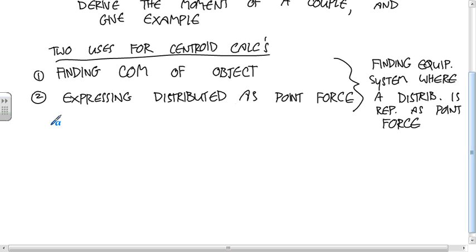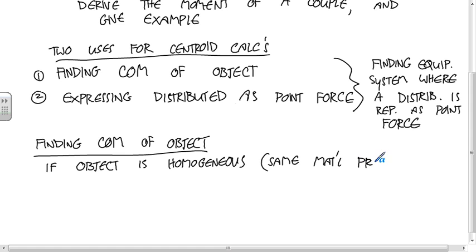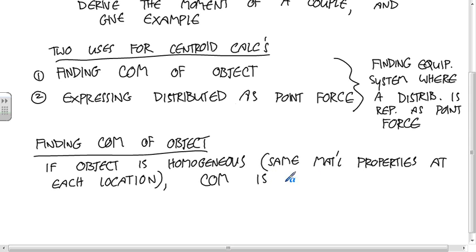Okay, so first, let's talk about finding the center of mass. As long as an object is homogeneous, and homogeneous means that it's the same material everywhere, so the same material properties at every location, the center of mass is at the centroid.